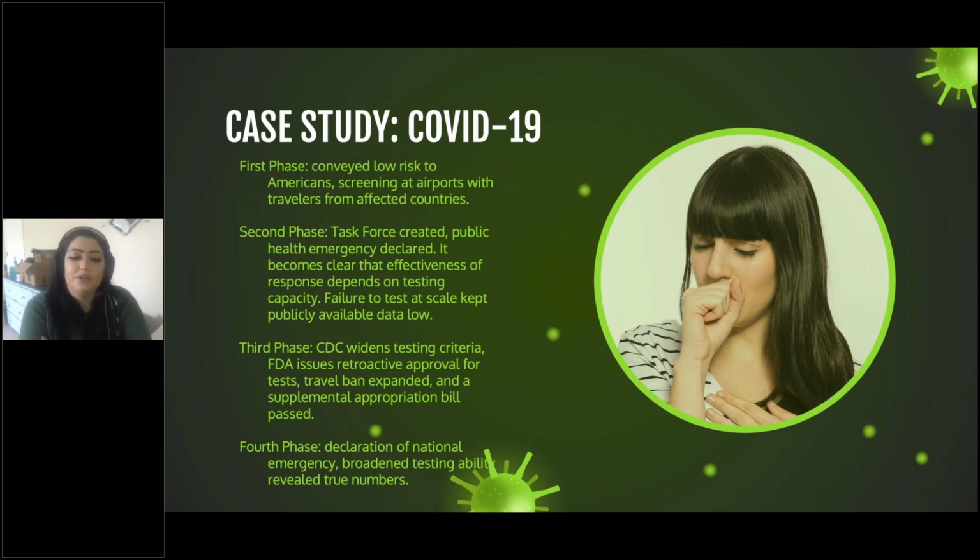Second, a task force comprised of different agencies was formed, a public health emergency was declared, and it became clear based on the data from other countries that the effectiveness of a response depended on the testing capabilities of the local entities. Failure to test at large scale kept the data available to the public at a low number.